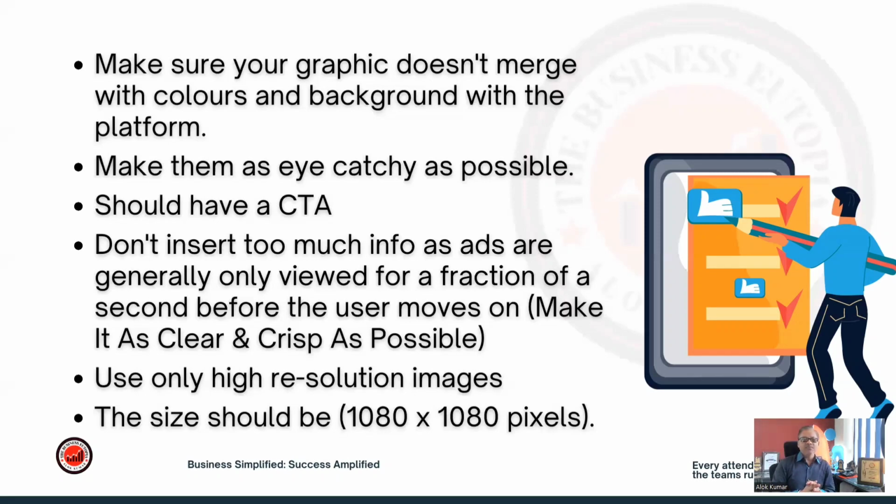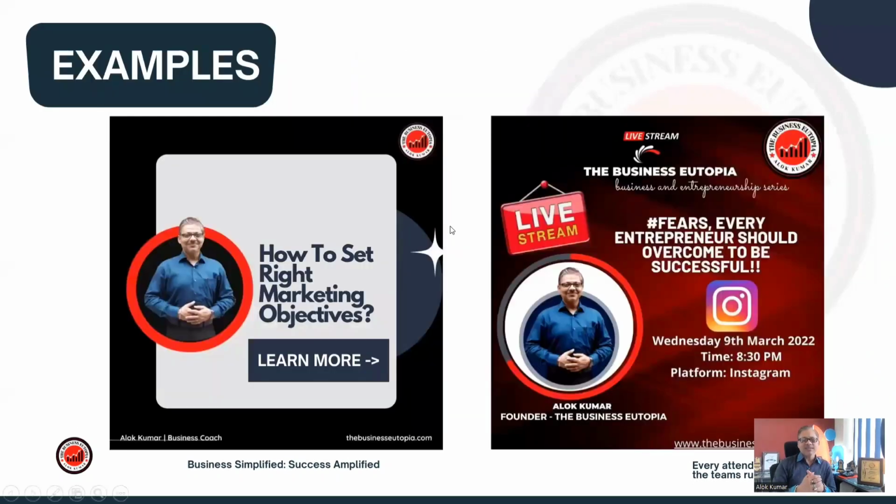Number 4 is using a high resolution image. There are sites on which you can get high resolution images, and you don't need to buy them. The tool we are going to talk about also gives you some high resolution images, because clarity needs to be there. For normal graphics, the size should be 1080 by 1080 pixels. Mind it, these are some of the key points to keep in mind before making graphics.